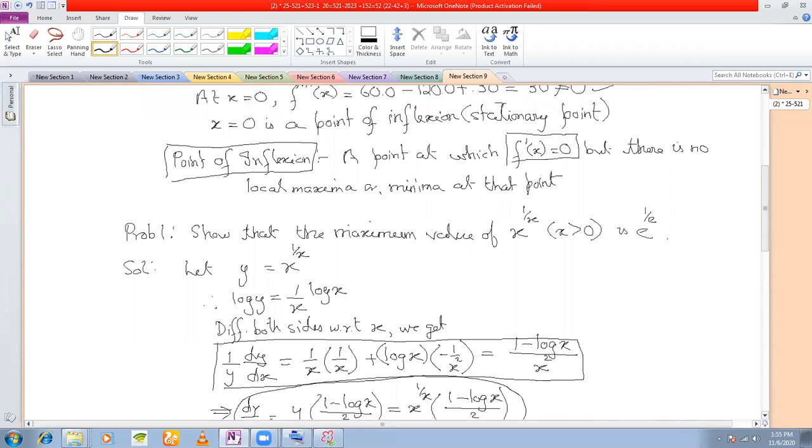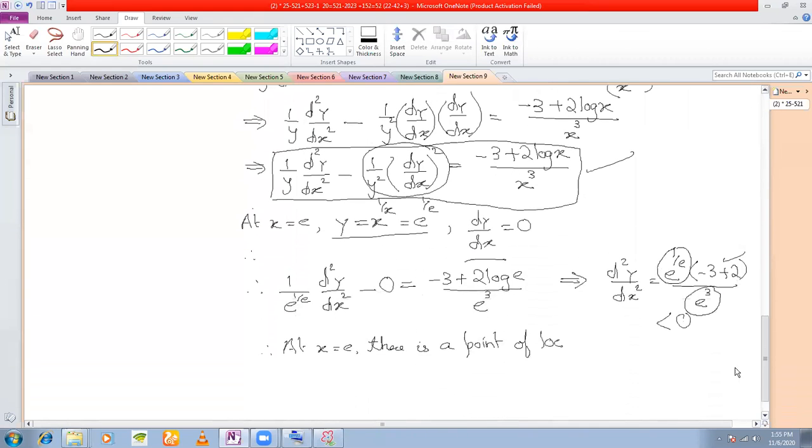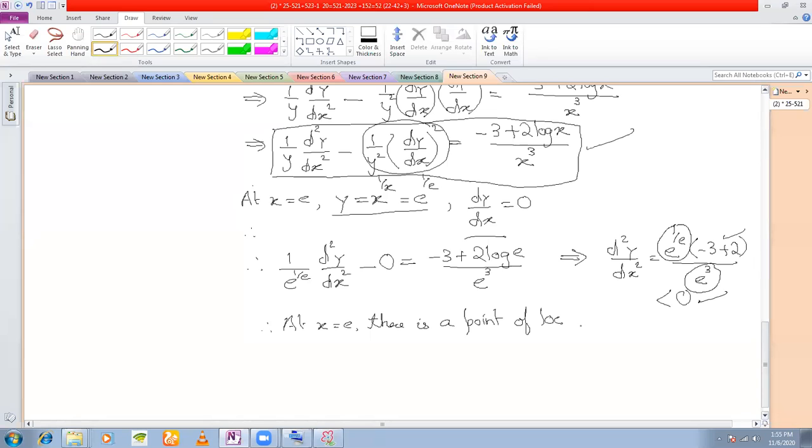You need to find out the maximum value here, right? And what is the sign of the derivative here? Second derivative is negative. Then we are talking about local maxima. So therefore, x equal to e is the point of local maxima. And what is the maximum value? You put it in the function.